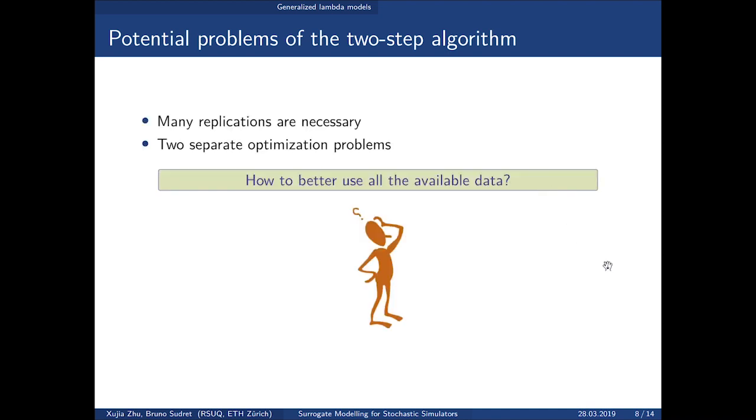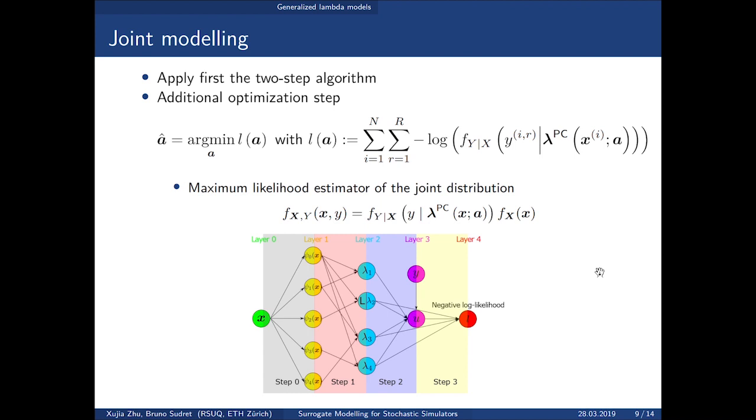Now the question is, how can we use all of the data to improve the surrogate quality? Inspired by the generalized linear model, we propose the joint modeling framework. In this new algorithm, we first apply the two-step algorithm to have a preliminary estimate of the model parameters and select a set of basis functions for each lambda. We then apply an additional optimization step to recalculate the parameters associated to the selected basis functions, where we will use all the data at once.